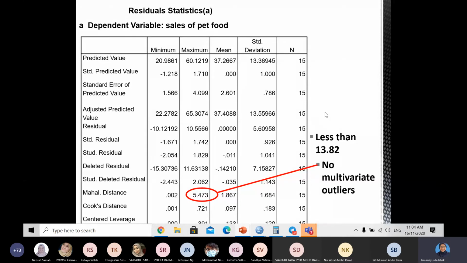If you look at the table that I showed you, with two predictors, if it is less than 13, there are no multivariate outliers. So there is no problem of outliers. So you don't have to delete or omit subjects, because there are no outliers.